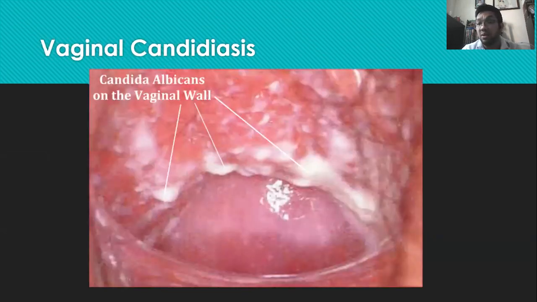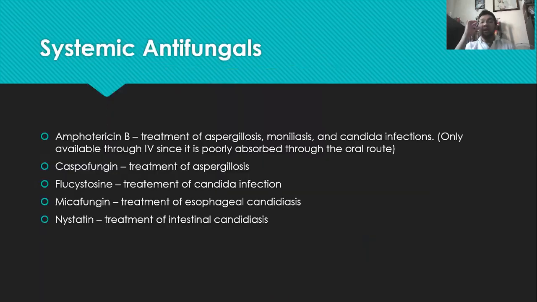Vaginal candidiasis will look like this. So it's a whitish lesion on the vaginal wall. Now we go to the systemic antifungals. The most common one is amphotericin B. It's used to treat aspergillosis, moniliasis, and candida infections. And it's only available through IV since it's poorly absorbed through the oral route.